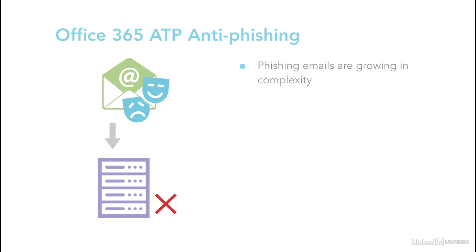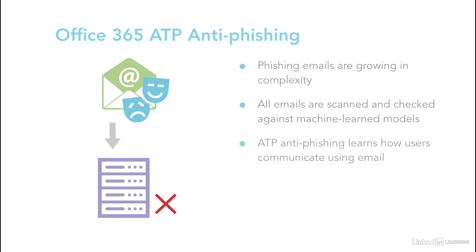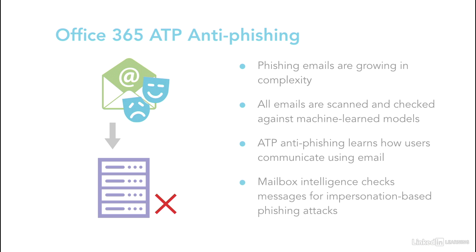Phishing emails are growing in complexity, and it can be difficult for users to identify sophisticated attacks. When an email is received, the ATP engine will scan the email through a set of machine-learned models trained to detect phishing scams. This will flag up if there are any indicators that the email is a phishing attack. In addition, ATP anti-phishing will learn how users communicate using email.